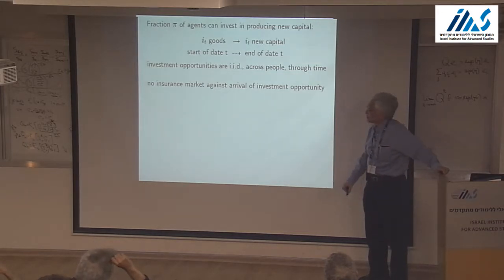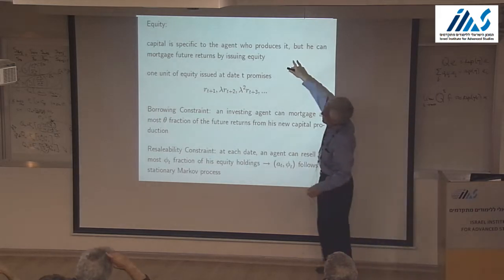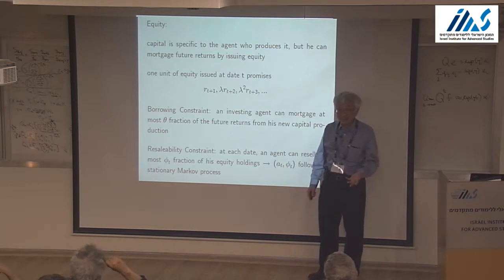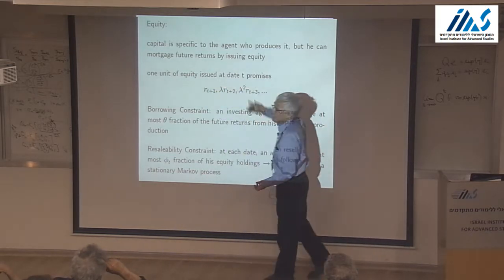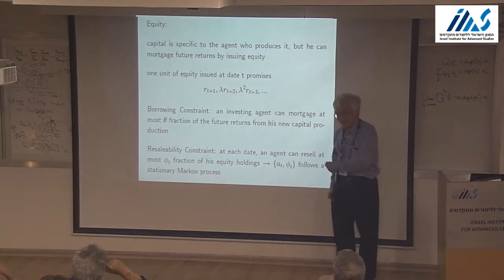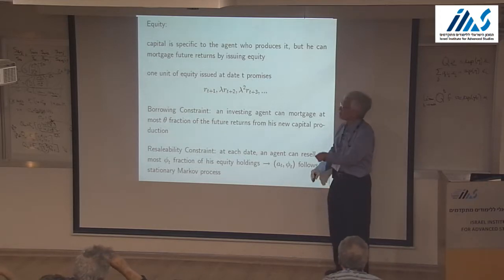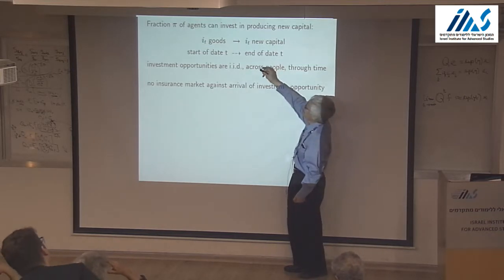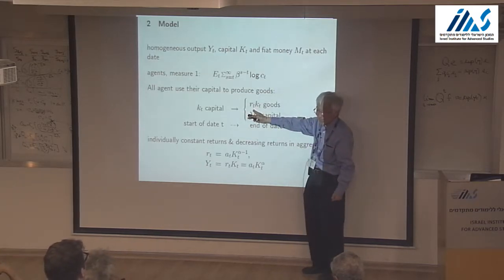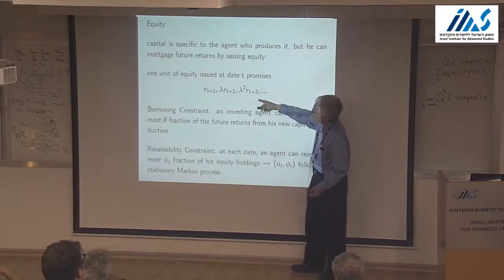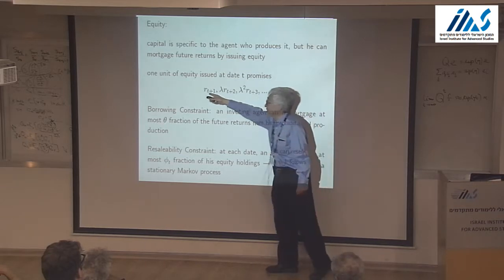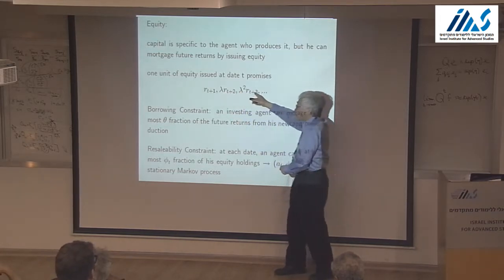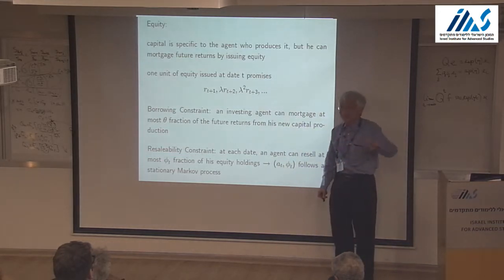So then what do you do? The people who have an investment opportunity can issue equity. It's a fully contingent security, where one unit of equity we normalize as a claim to the return from one unit of investment. One unit of investment, you can convert goods into capital one-to-one, so you get it at the end of this period. Then next period they start earning the return, R t plus 1, and so on. So this is the contingent claim, whose return is the future return from current investment. And the capital starts depreciating, so it's getting smaller and smaller. So this is the unit of equity.